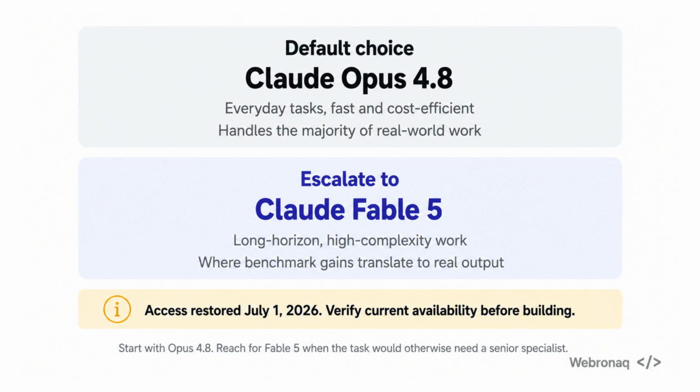One important note: Fable 5 was suspended on June 12th under a US export control directive, and access was only restored globally on July 1st, 2026, just yesterday. Always verify current availability before you architect a product around it. That is the full picture. 2 models, 1 pair, a clear decision rule.